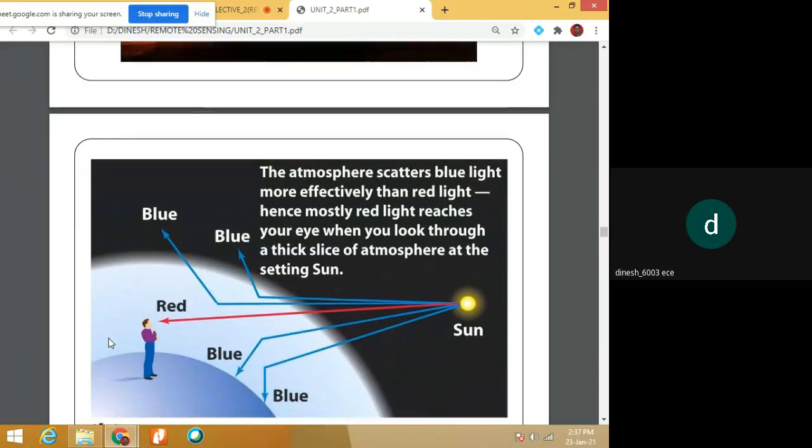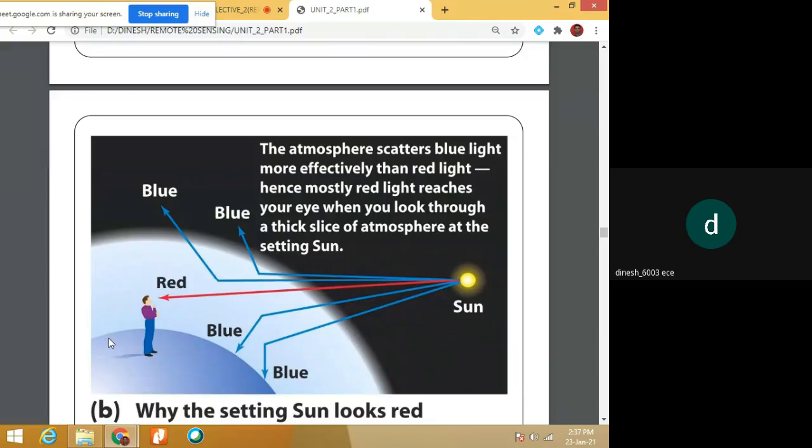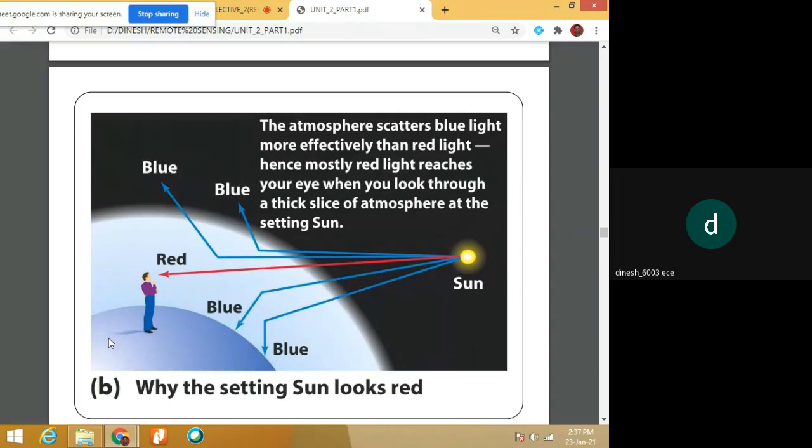You can see how it works. The atmosphere scatters blue light more effectively than red light, which is known to us. So hence mostly red light reaches your eye when you look through a thick slice of atmosphere at the setting sun. You can see how the sun is set. Sun is getting set. Okay, so only the red will reach the observer. You can see this also. Why the sun looks red.